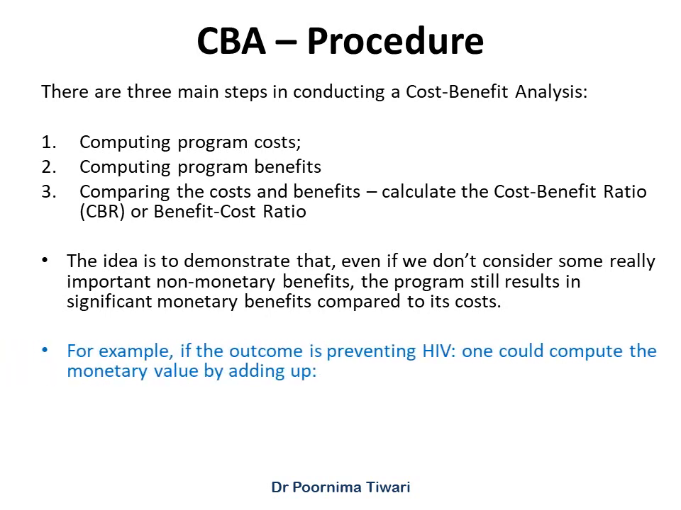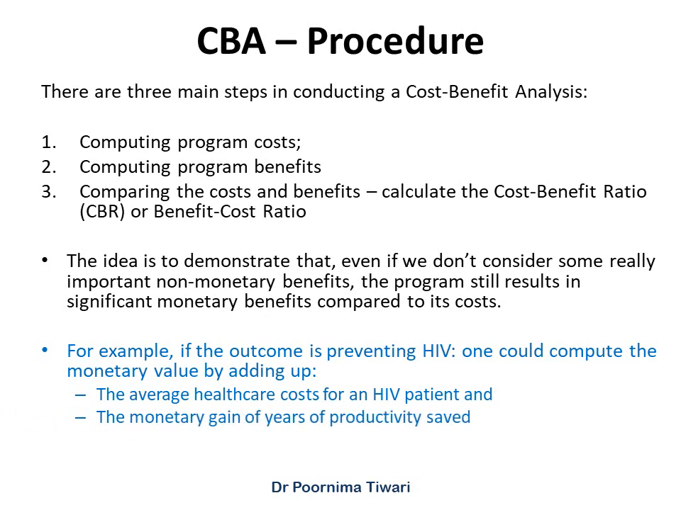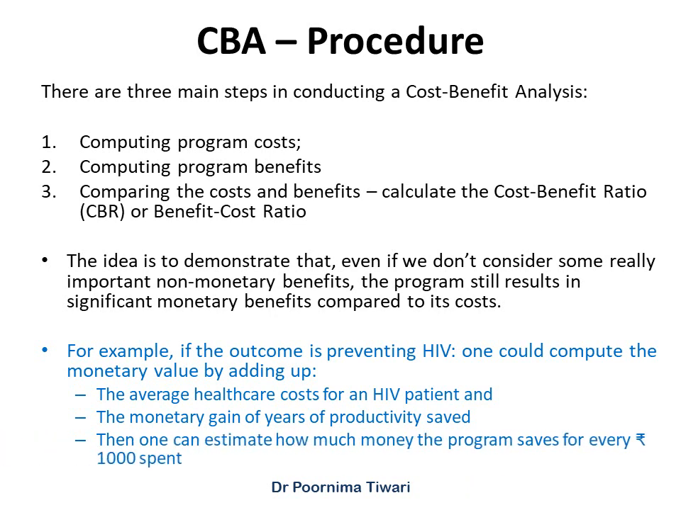Now, an example of converting the outcome into money is given below, like preventing HIV. One can compute the monetary value by adding up the average healthcare cost that an HIV patient would require if he becomes HIV positive, and the monetary gain of the years of productivity that are saved by him not becoming HIV positive. Then one can estimate how much money the program saves for every rupee that is spent in preventing HIV transmission.